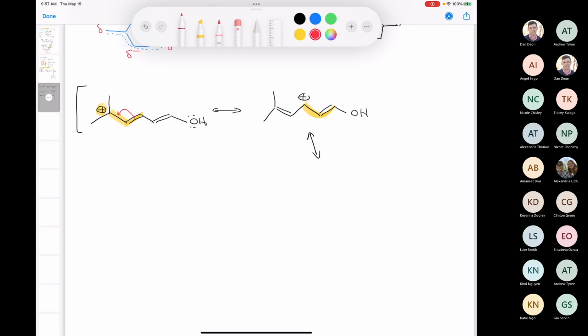So let's push that arrow. We're going to fill up that empty p orbital, and we're going to end up with something that looks like this, and this, and this. So now we have the positive charge here. And the last one is that we have a lone pair next to a carbocation, like that.